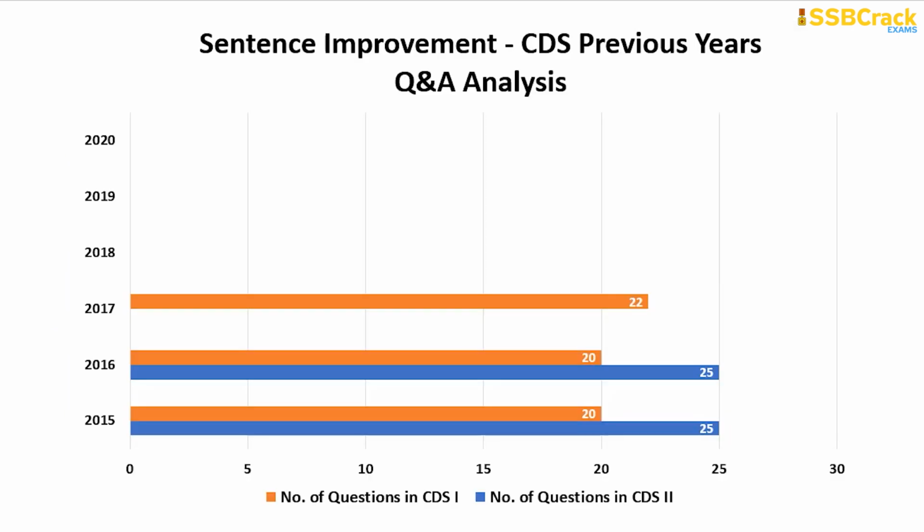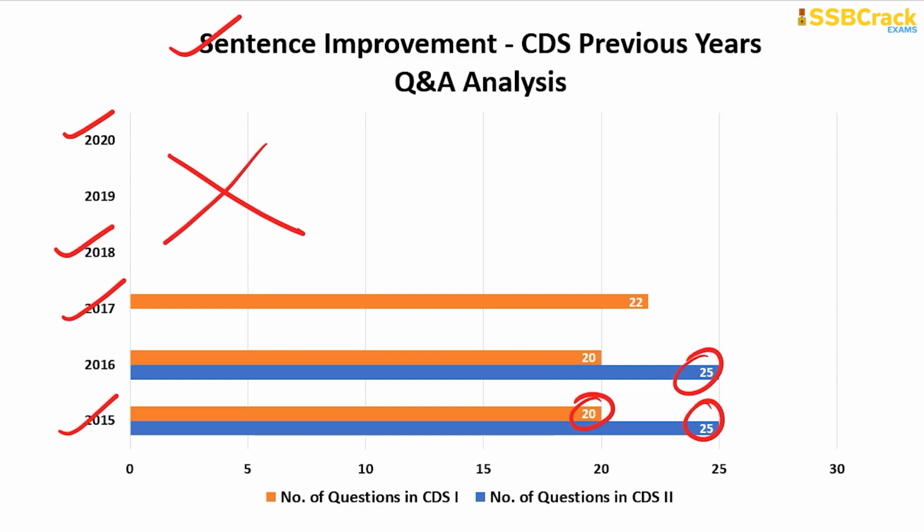Coming now to the next one, and that is the sentence improvement topic. You can see from 2015 to 2017, there were quite a lot of questions from sentence improvement, ranging from 20 to around 25 questions. But from 2018 to 2020, there were no questions, right? So there is a very slim chance of you getting any question from sentence improvement in your upcoming exam too.